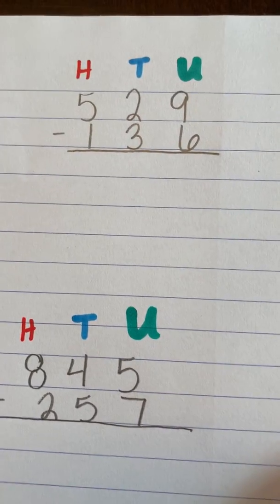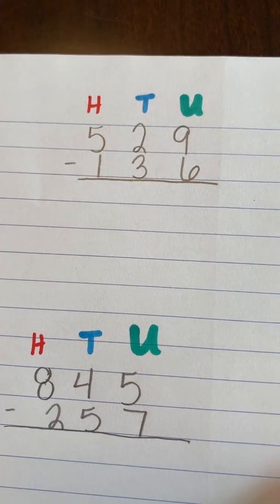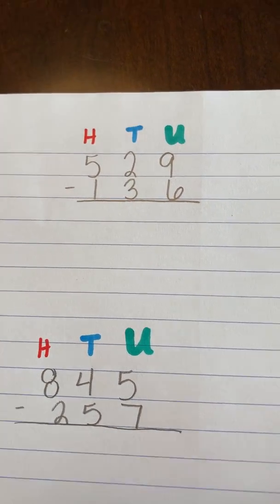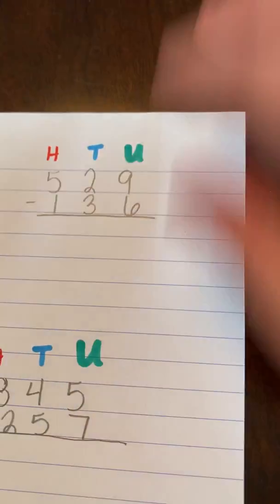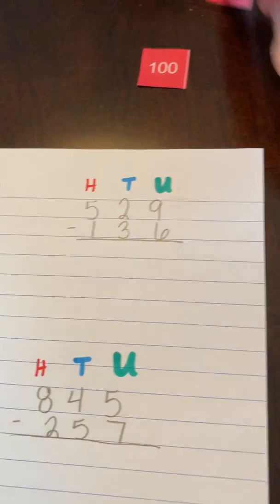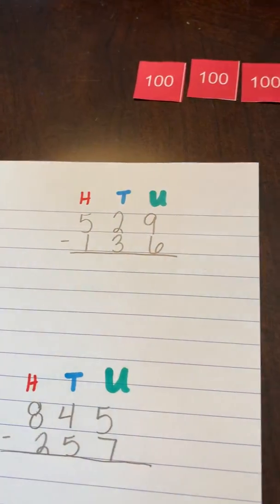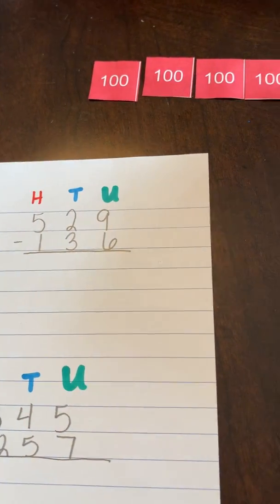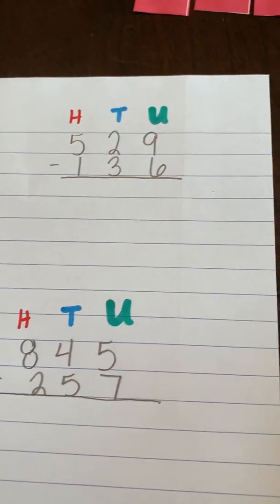Okay, now I'm gonna put these back and we're gonna do the next one, and I'm gonna build it again for you. So we have 529 minus 136. Because it's subtraction, we'll only build our first number that we're subtracting from. So I'm gonna build 500. I need 2 tens, which is 20. And we need 9 units.